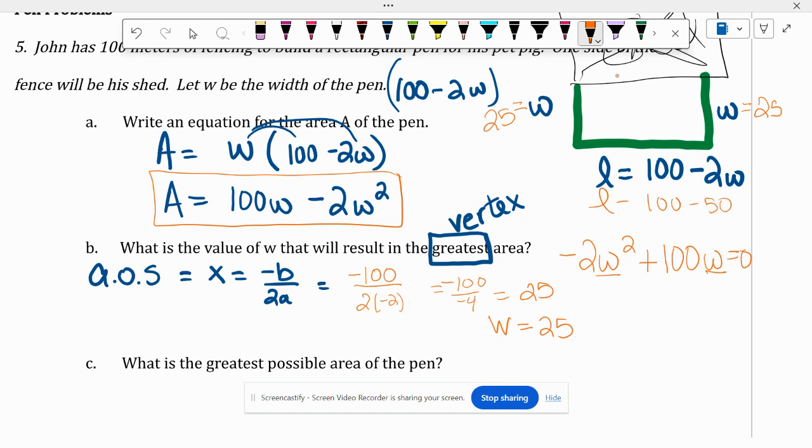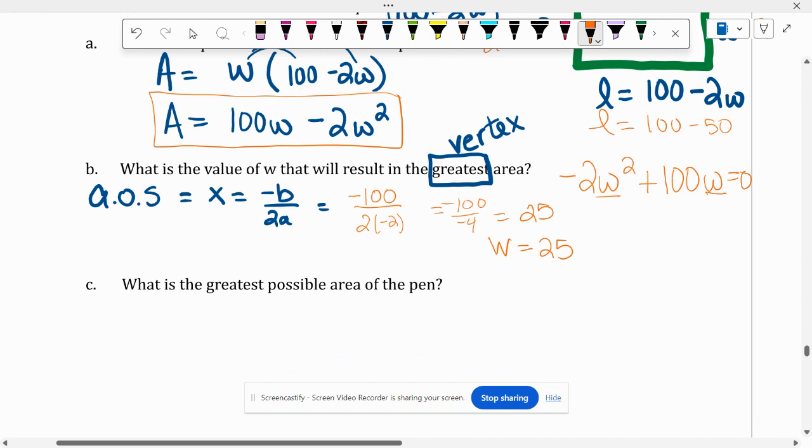So what is the length? No. Look up there. Stop shouting stuff out and use your brain. What is 100 minus 2W?